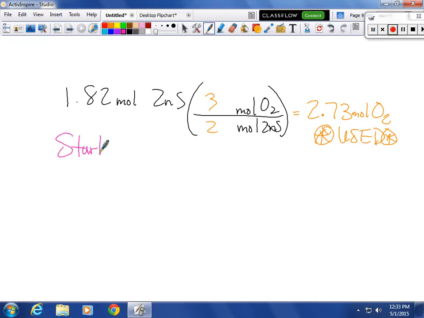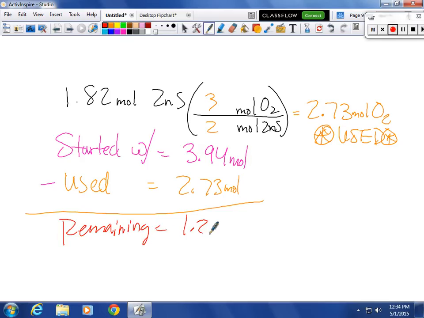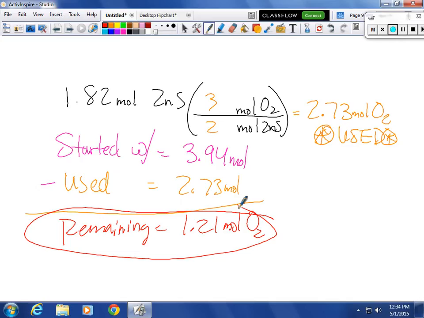Notice I always do the same setup. It started with, minus used. Tell you what, started with was how much? 3.94 moles. And then I used 2.73 moles. And it's all going to give me my remaining, which is 1.21 moles of O2. Pretty straightforward, right?